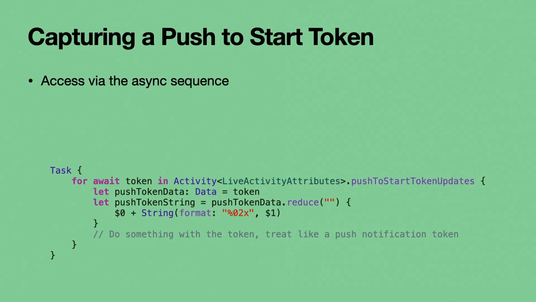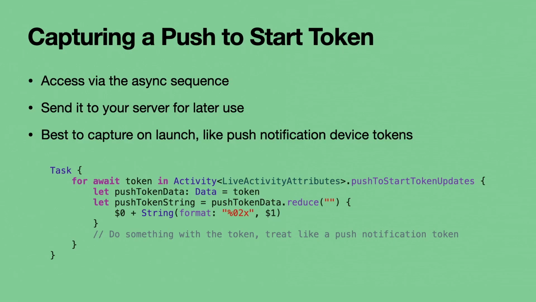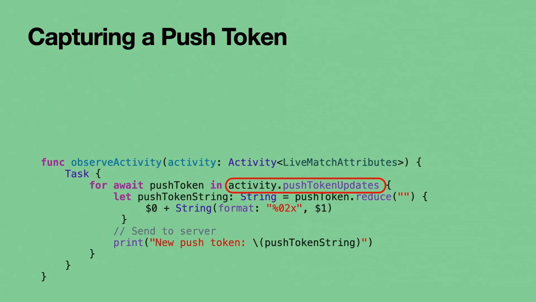And how do we capture a push to start token? There's an async sequence available on an activity type, and the code above is what you need to do to subscribe to that. From here, you should send it to your server associated with the current device, and we'll use it a bit later on. Just like regular push tokens or device tokens, capture these as early as you can in your app's lifecycle, and they do change frequently, so you've always got to be looking for the latest updates.